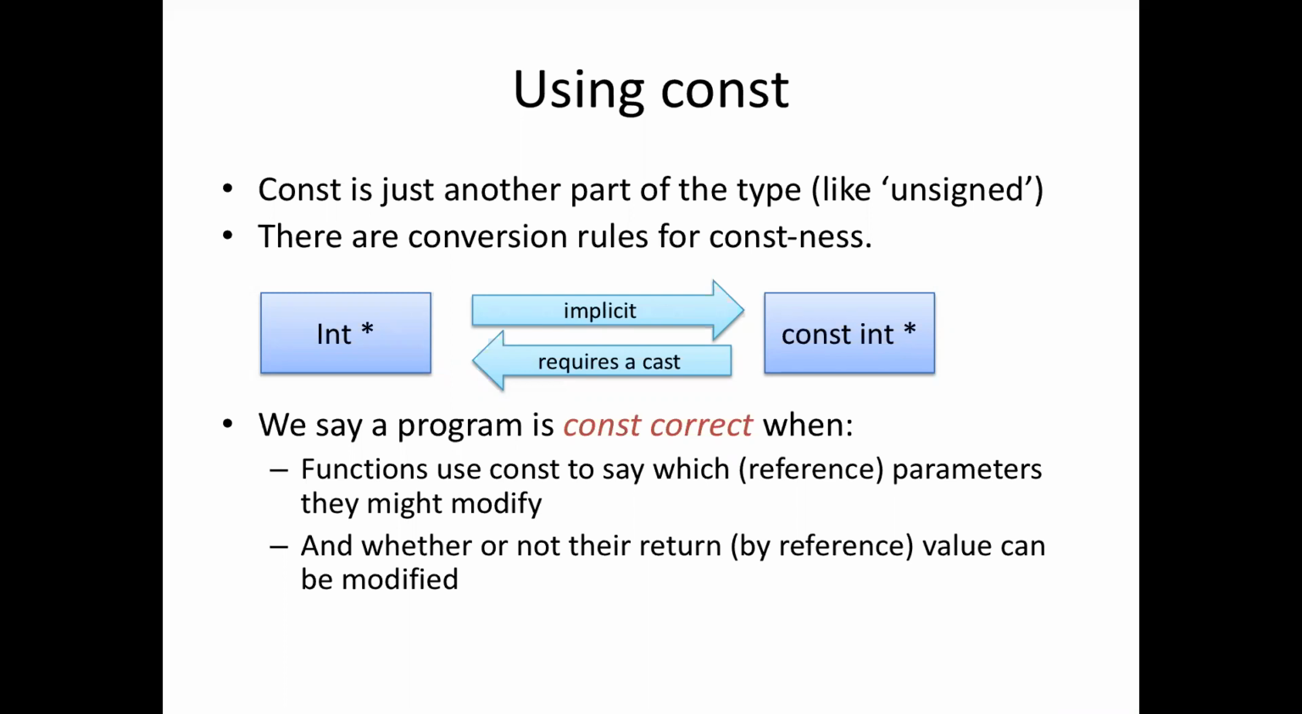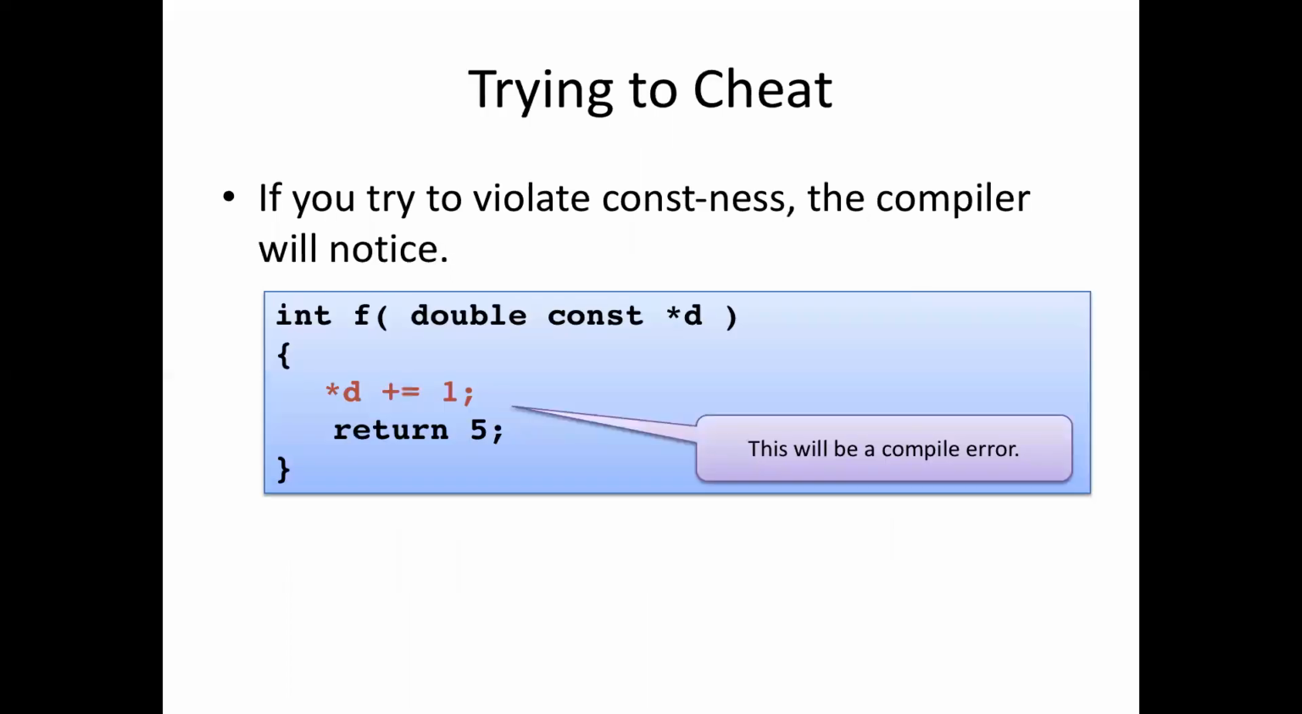Same thing with the return from a function. If you return a pointer, but the caller needs to not change the contents of memory that points to, you should stick the word const on that. And then the compiler will start trying to make sure that you don't cheat anywhere, that you don't try to modify something that was declared as const.